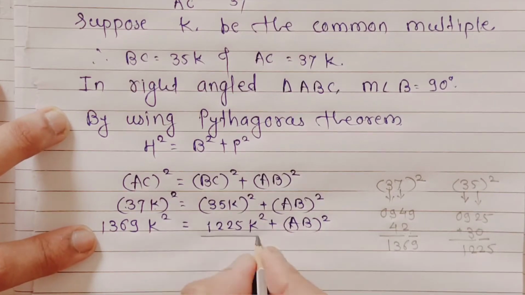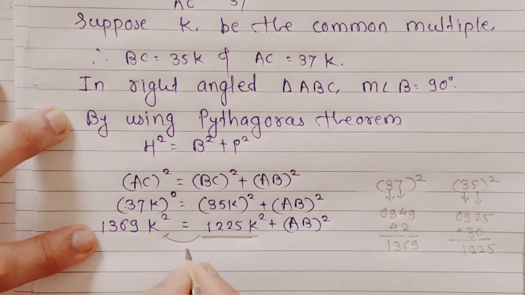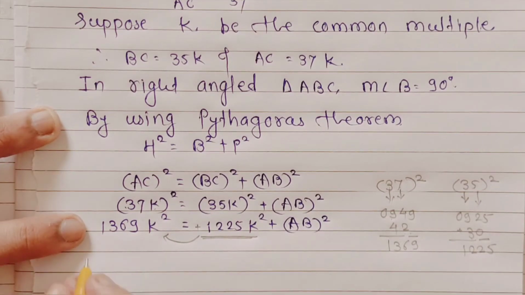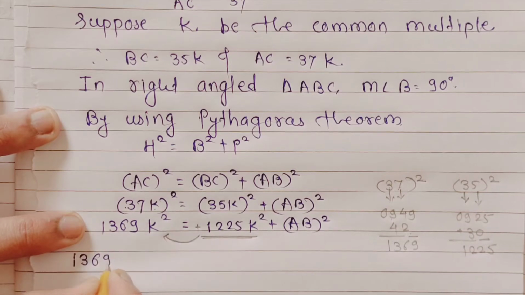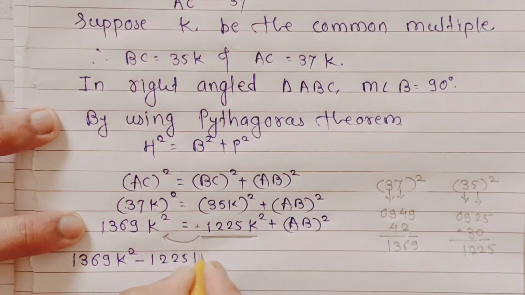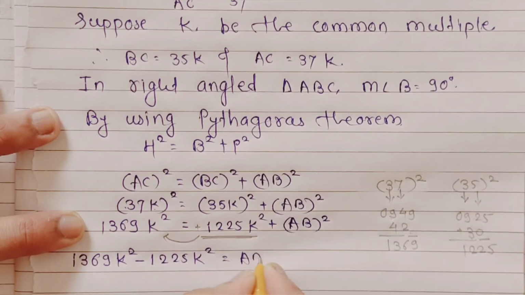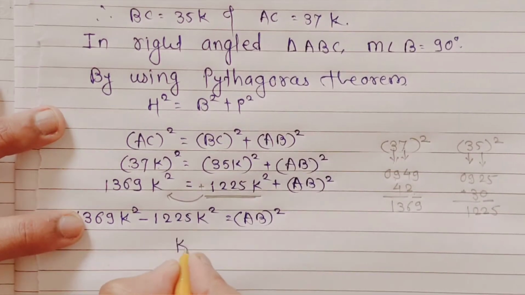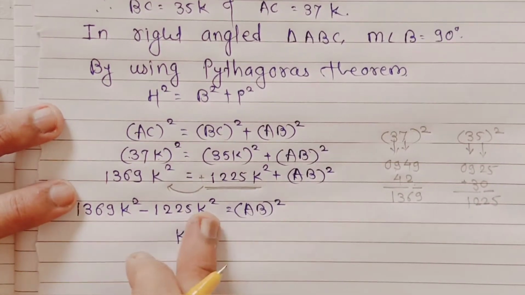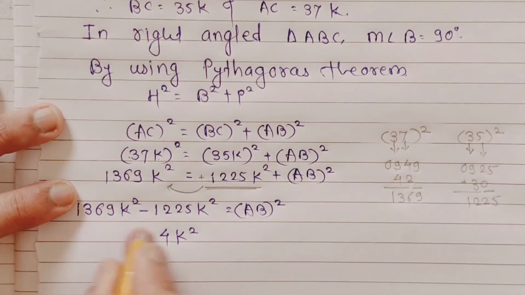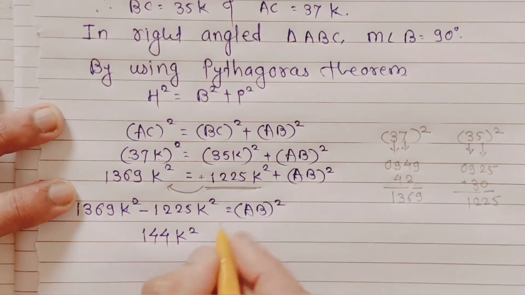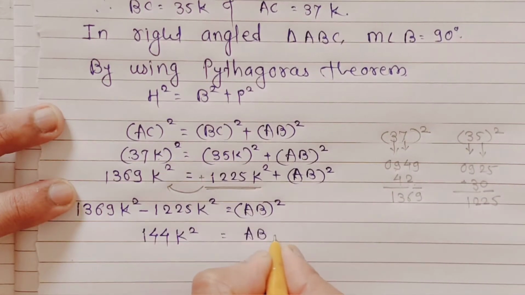सो ही व्हॅल्यू आपल्याला LHSला शिफ्ट करावे लागेल. इज इट? सुरुवातीला ही व्हॅल्यू प्लसमध्ये आहे, शिफ्ट केल्यानंतर ती सबट्रॅक्ट होणार आहे. सो वी कॅन राईट 1369 के स्क्वेअर मायनस 1225 के स्क्वेअर इज इक्वल टू AB स्क्वेअर. सो के स्क्वेअर हा कॉमनमध्ये येणार आहे. देन सबट्रॅक्शन 9 minus 5 that means 4, 6 minus 2 that means 4 and 13 minus 12 is equal to 1 is equal to AB square.